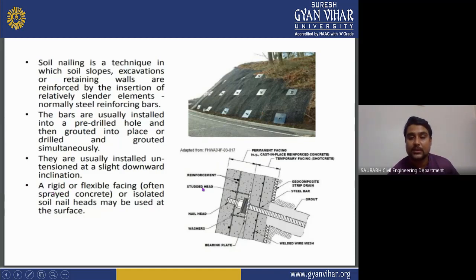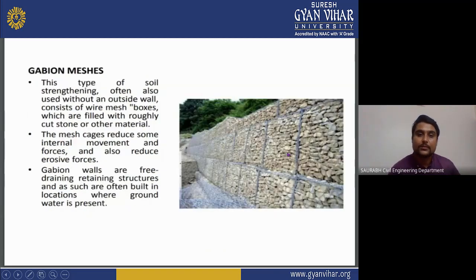As you can see here, there is reinforcement. This is your stud head, and this is your nail head, which is installed in the wall of the earth. As you can see, this is the washer and this is your bearing plate and this is your geocomposite strip drain and this is your steel bar and this is your grouting. You have to also do grouting and you have to use the steel plate like this and it will retain the soil which intends to come onto the road.